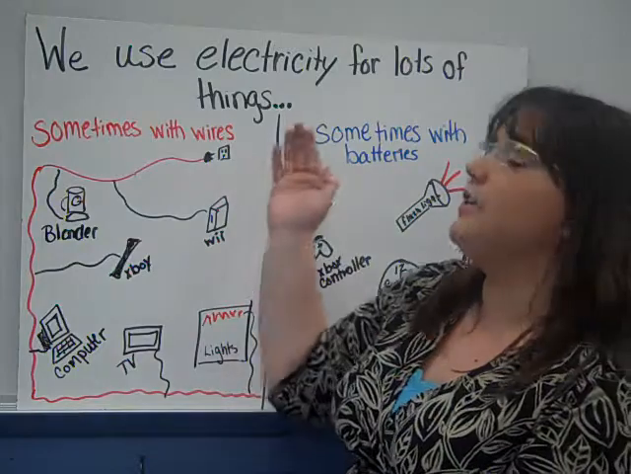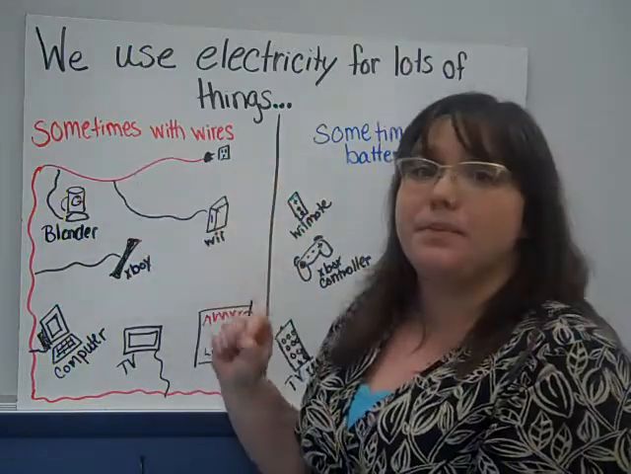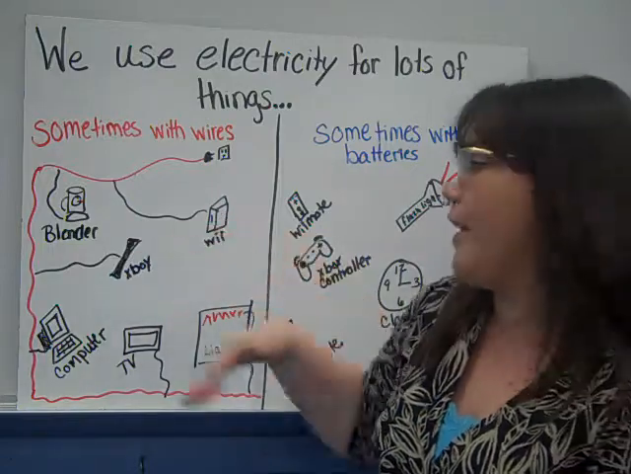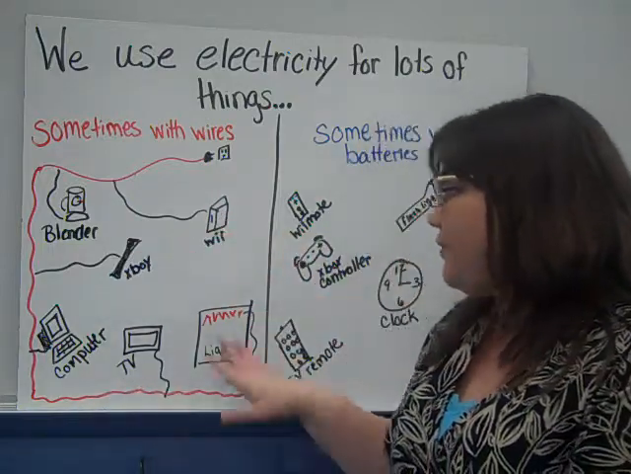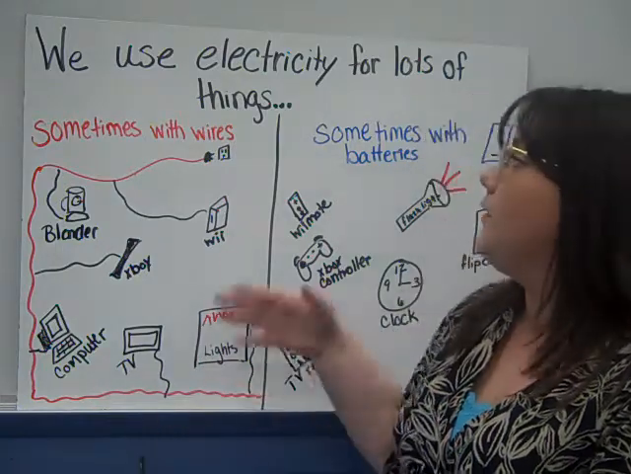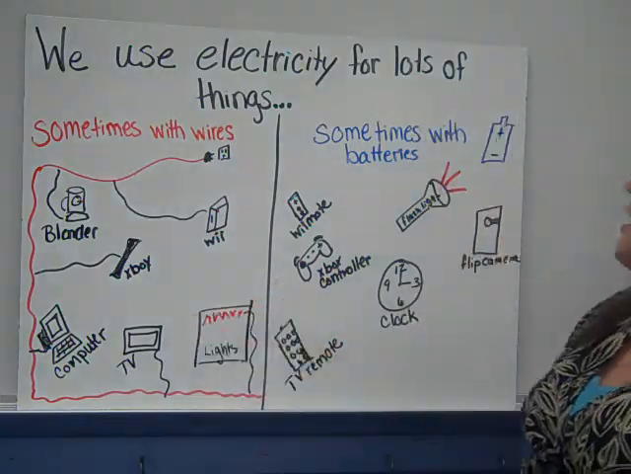We use electricity for lots of things. Sometimes things with wires, like a blender, or your Wii, or your Xbox, or a computer, or a television, or lights in the classroom. All those things we plug into the wall, they use electricity.